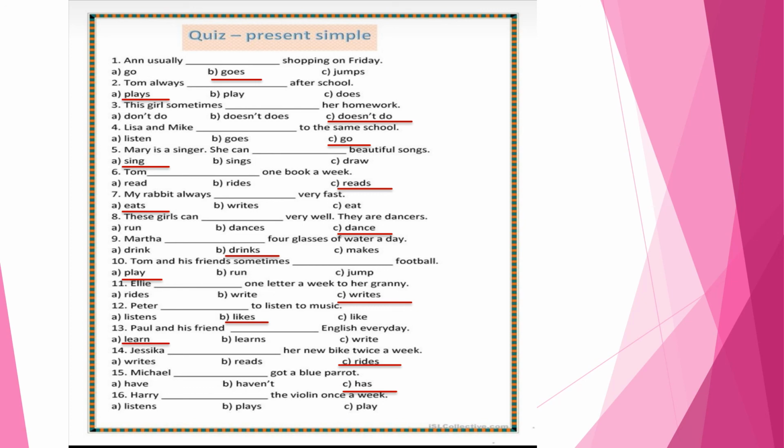Number 16, Harry plays the violin once a week. Okay, Harry here is the name of a boy. It's your subject. If you cross it, you will add he, so you have to add s or es to your verb according to the end. Your verb here is play, and it ends in y, and before the y you have a vowel, so you have to add s only. So Harry plays the violin once a week. Okay.